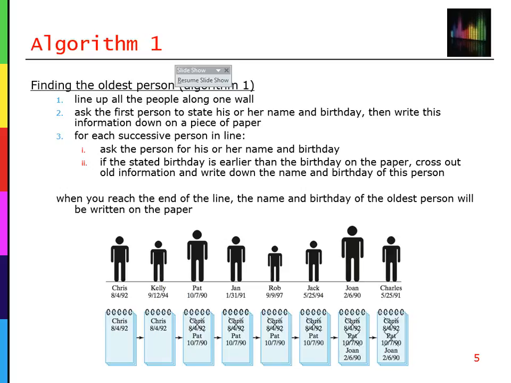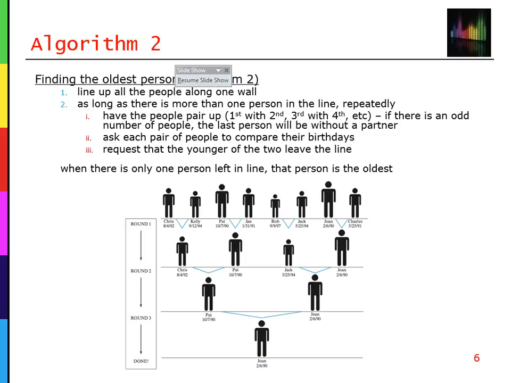So when you reach the end of that line, the name and birthday of the oldest person are written down on some piece of paper. Because basically, for each successive person in line, if the stated birthday is earlier than the birthday on the paper, then you cross that out and you write out the new information. So for each person that's being asked that birthday, we're only going to write it down on paper if it's actually earlier than the previous thing we wrote. That way, we're going to get to the end of the line, and it always will have been overwritten by the oldest person. The second algorithm basically has you line up all the people on one wall.